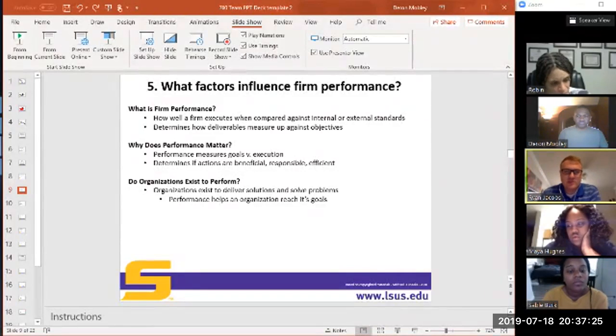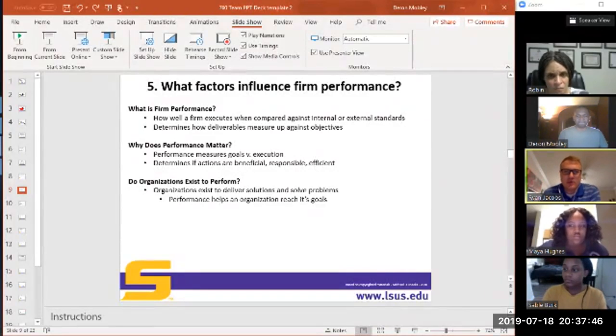And it determines if actions are beneficial, responsible, and efficient. So even though we have everything lined up, is that even worth our time or our money, or whatever the situation may be? The last one on this slide is, do organizations exist to perform? And I thought that was kind of a really interesting question.